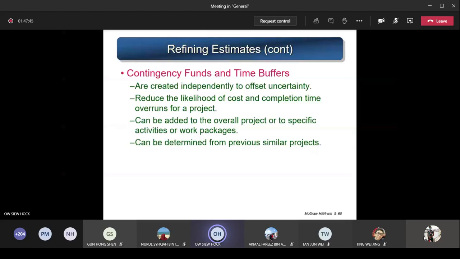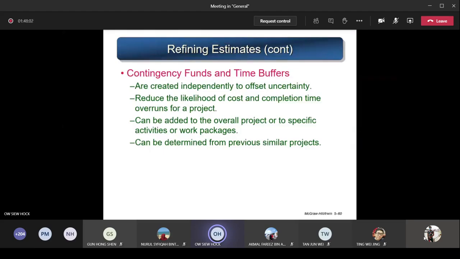If this WP has some kind of risk, allocate a small contingency fund for this WP. On the overall project, there will be some risk going to happen, so I allocate one sum for the whole project as a contingency fund. It can be for the whole project or one specific task or one specific activity. So it's up to you to decide, okay?